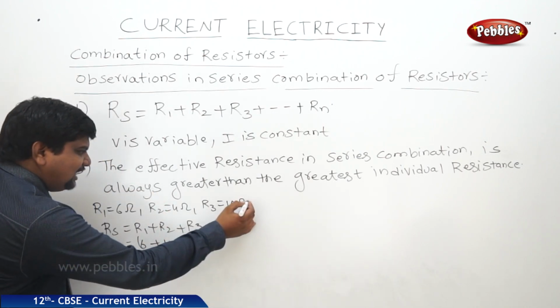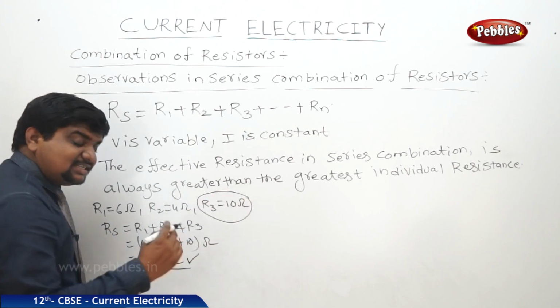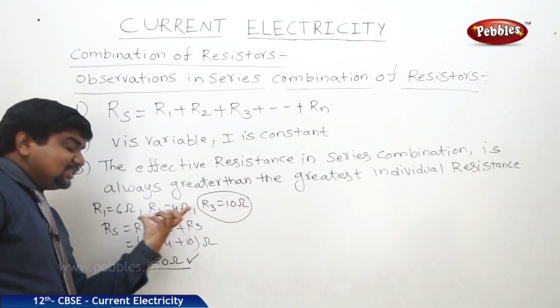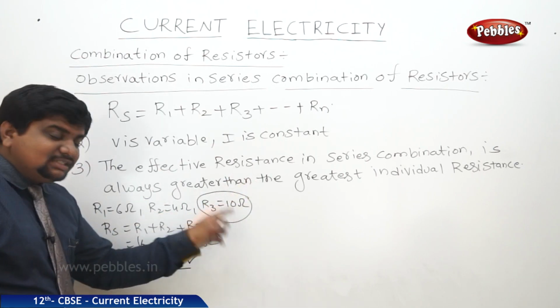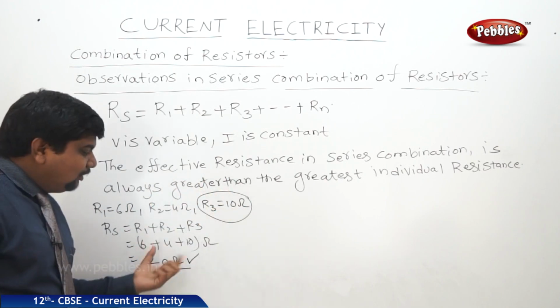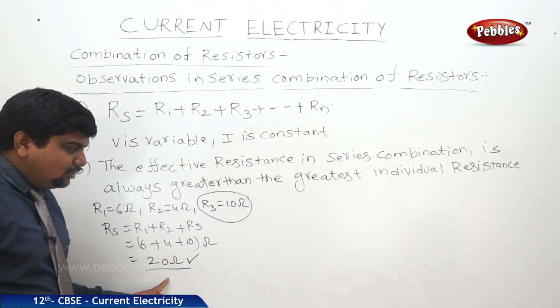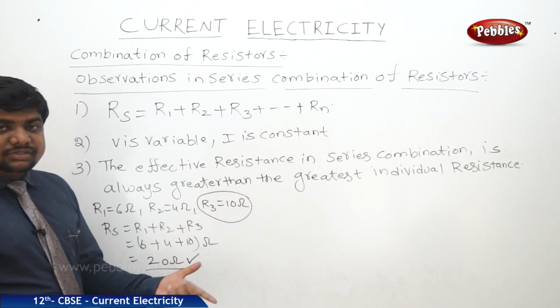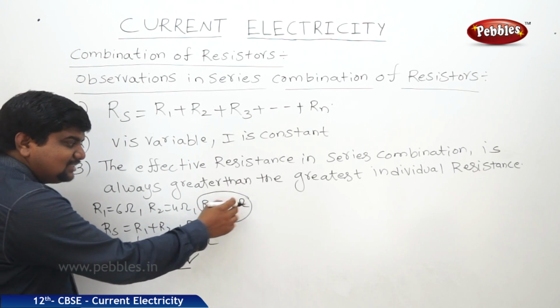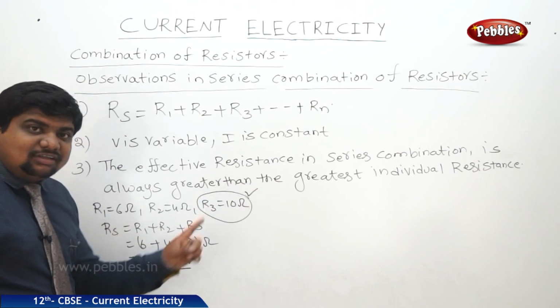What is the greatest individual resistor? 10. Greatest individual resistance means the greater value among the resistances taken. This 10 ohms is the greatest value among all the resistances involved in the combination. So this 20 ohms is always greater than the 10 ohms. That's why effective resistance is always greater than the greatest individual resistance in the combination.